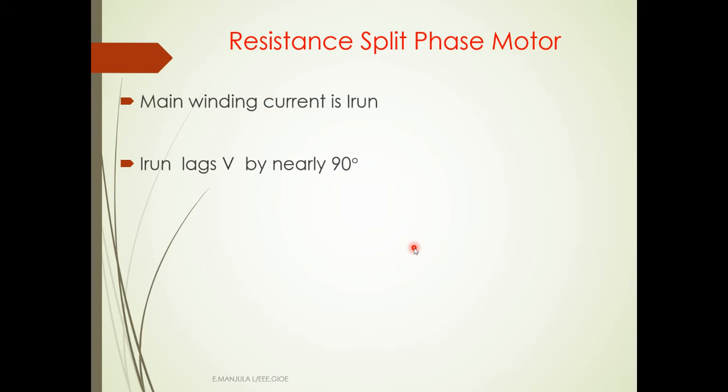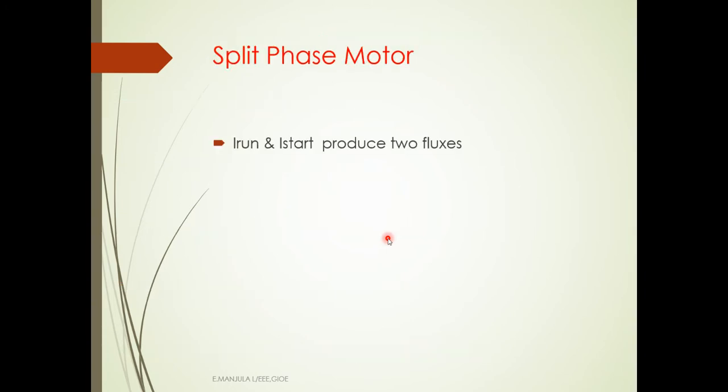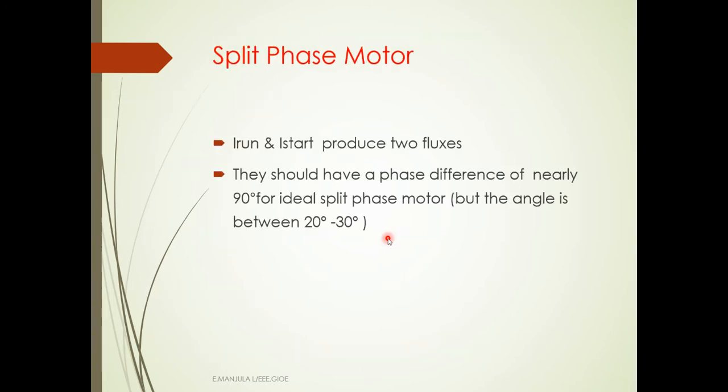The main winding current is I run, and I run lags V by nearly 90 degrees, if you observe the vector diagram. The starting winding current is I start, and the running winding current is I run. I start is almost in phase with VT. So I run and I start produce two fluxes, and they should have a phase displacement of nearly 90 degrees for an ideal split phase motor, but the angle is in between 20 to 30 degrees.